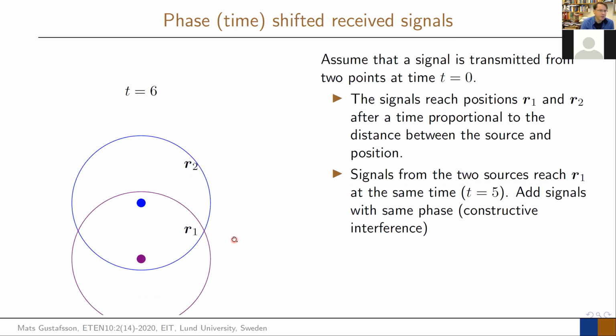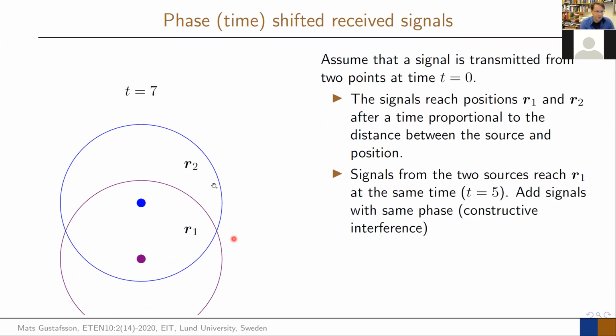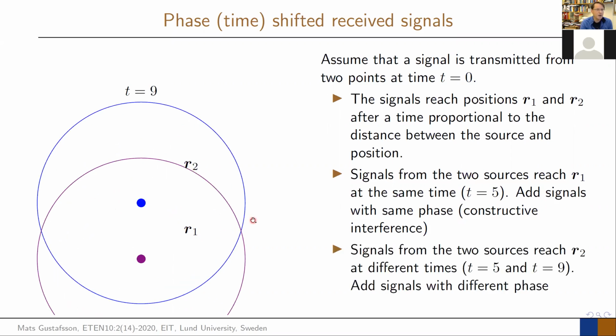Then if I go on here, I could see the blue one has already passed R2. And when I move up to time t equal to 9, I get this one to also come to R2. That means these signals will now typically have different phase. I assumed from the beginning that this had the same phase, but it doesn't really matter in these cases. What it says is that different distances to an observer point should be weighted with their own phase.